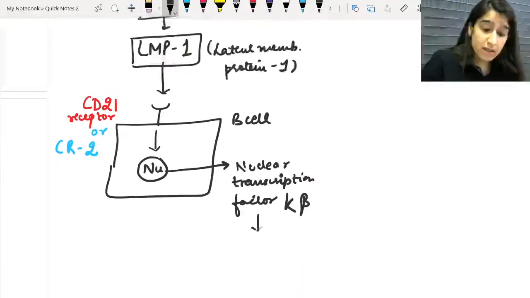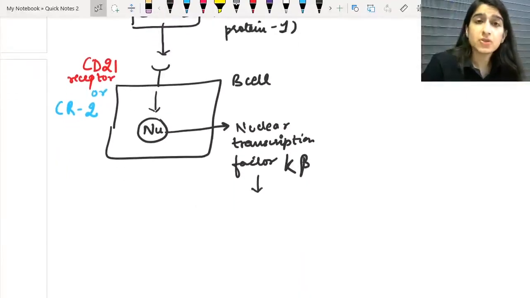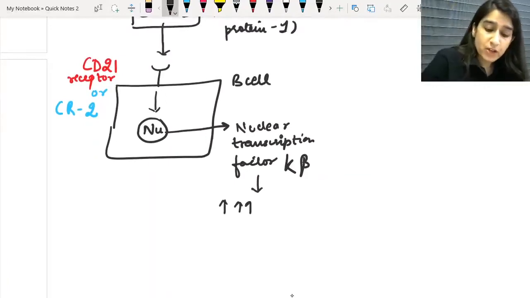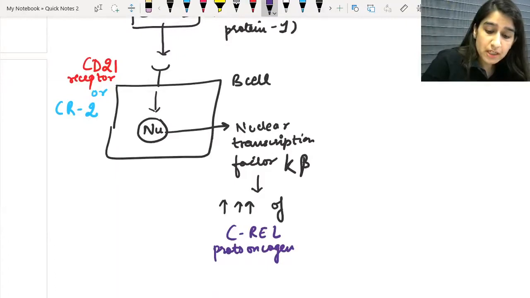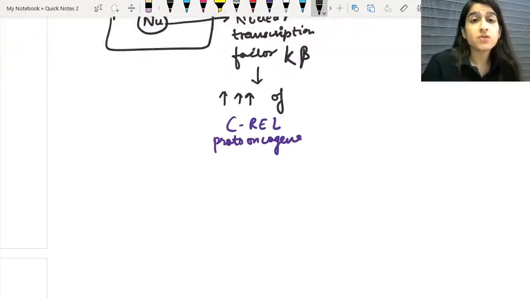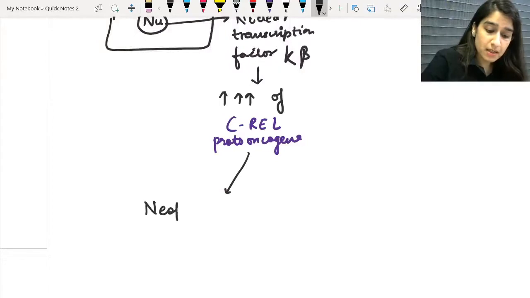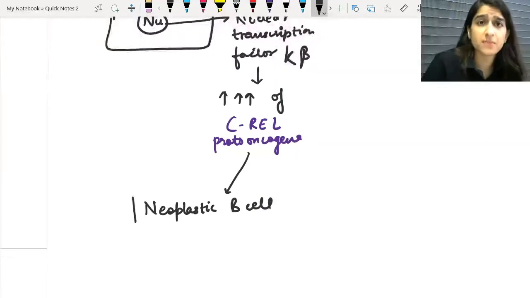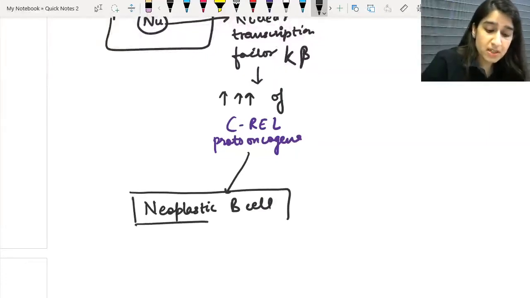Now what will this do? This will lead to the overexpression of the C-rel proto-oncogene. So now the B cell, which was normal, because of the overexpression of the C-rel proto-oncogene has become a neoplastic B cell. That's why Hodgkin's lymphoma is a B cell lymphoma.